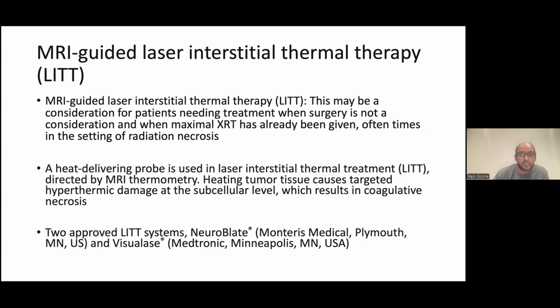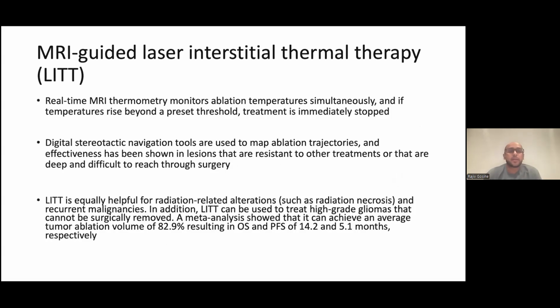And there are two approved LITT systems, NeuroBlate and Visualase. Real-time MRI thermometry monitors the ablation of the tumor simultaneously, and if the temperatures rise beyond a preset threshold, which can affect surrounding brain, treatment is immediately stopped. Digital stereotactic navigation tools are used to map ablation trajectories, and effectiveness has been shown in lesions that are resistant to other treatments or that are very deep and difficult to reach through surgery.